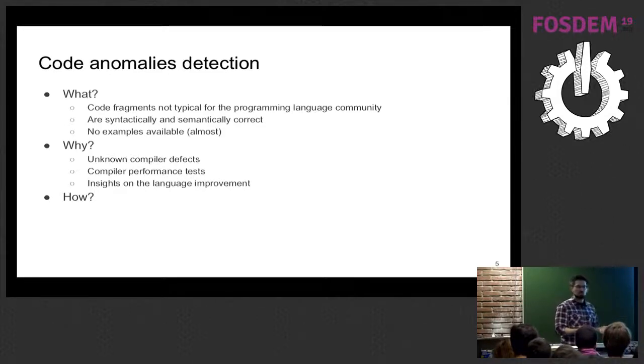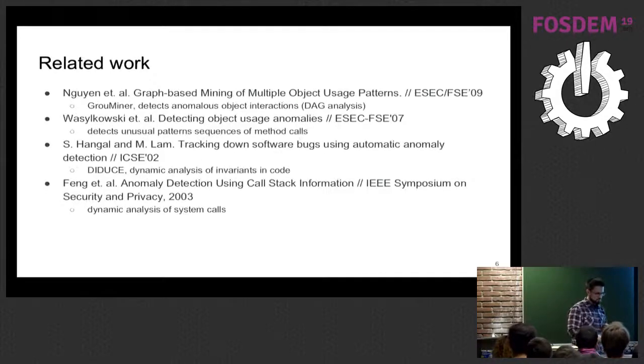And like in risk management, it's pretty hard to plan for a known unknown, and it's much harder to plan for an unknown unknown, when you don't know what you're looking for. Before we clarify what this could mean and how to achieve it, let's see what can be done in this field. If you Google code anomaly detection, you find something.